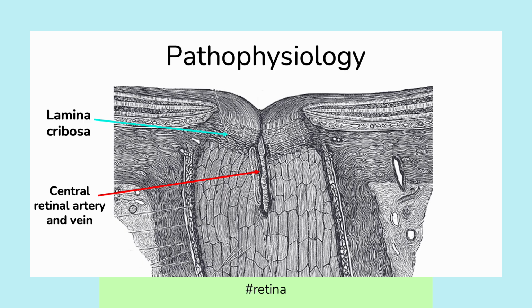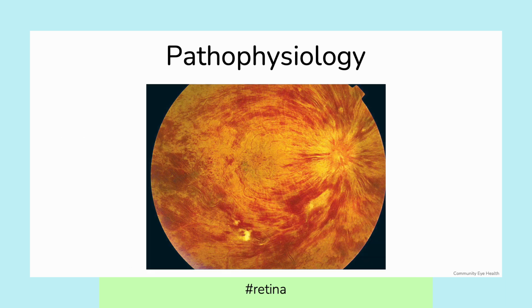The central retinal vein travels alongside the central retinal artery within the optic nerve, sharing an adventitial sheath as they pass through the lamina cribrosa. When blood flow through the vein is reduced, a central retinal vein occlusion, CRVO, occurs. The entire retina is affected.